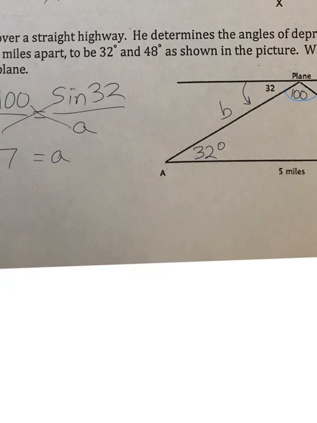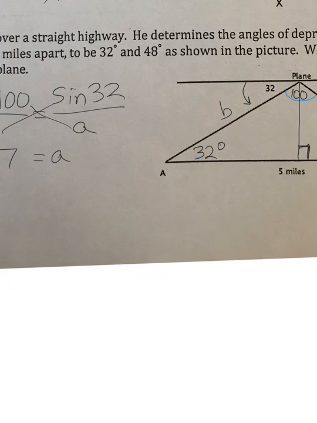If you don't get that, let me know. I'll write out the steps. Okay, so now that I have a, I can drop this altitude down. It's a right angle, and I use SOHCAHTOA.